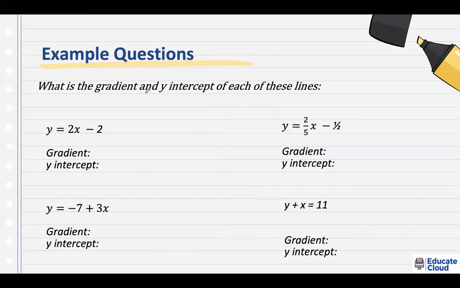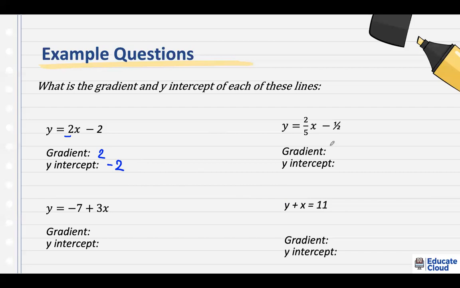Okay, so here you've got to have a go at finding what the gradient is in each of these and what the y-intercept is in each of these lines. So with the first one, the gradient is 2 because it's the number behind the x. The y-intercept is -2. So have a go at the rest of them.